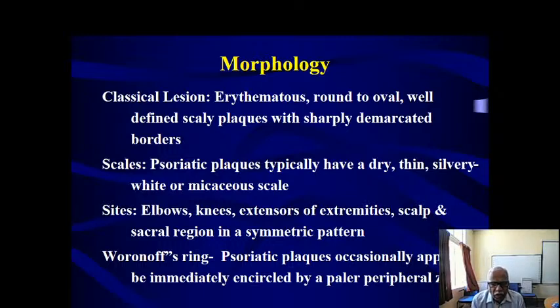So the psoriatic plaques are encircled by a pale peripheral zone. If you notice this Woronoff's ring, it's a good sign. That means the vascularity is decreasing. So once vascular supply is decreased, there is actually improvement in the lesion. So Woronoff's sign is a hypopigmented zone. Less vascularity causes a hypopigmented circle around the plaque.